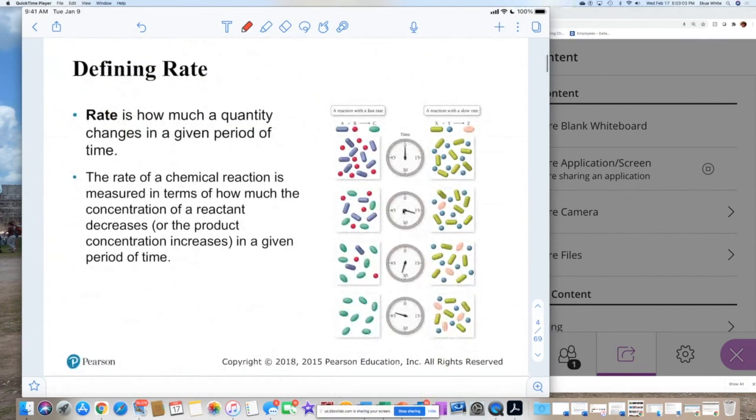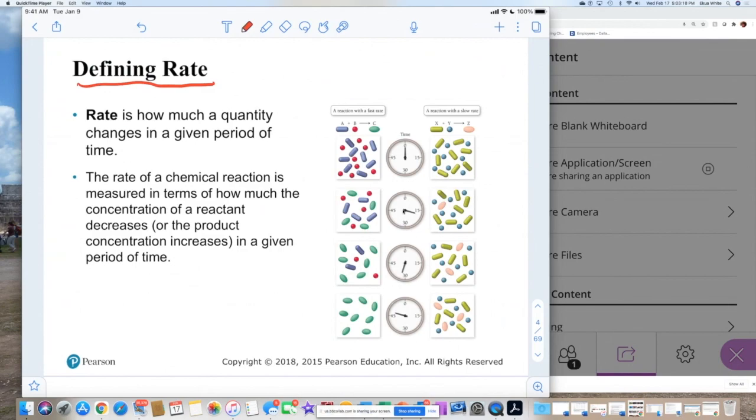Okay, so we're moving on to defining rate. This chapter, I'm going to give you a caveat right now. I'm going to be like chemists and give you a caveat. This chapter by some people is tedious because they get lost in the details.